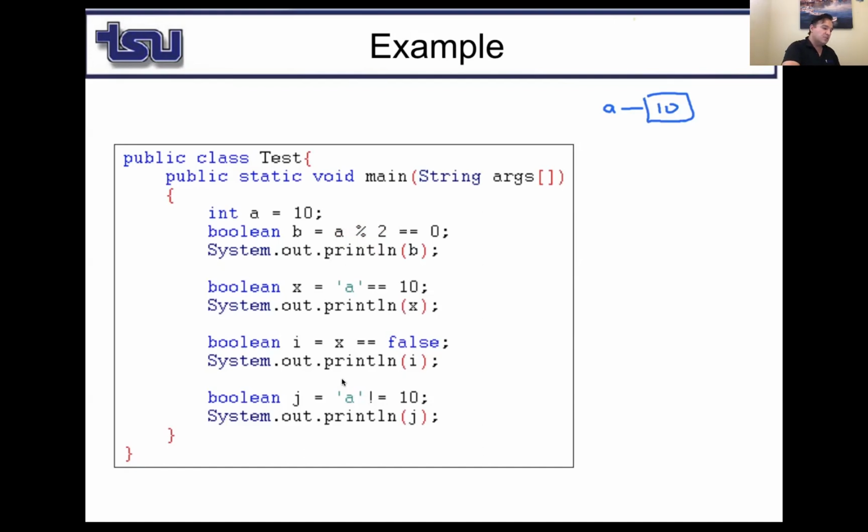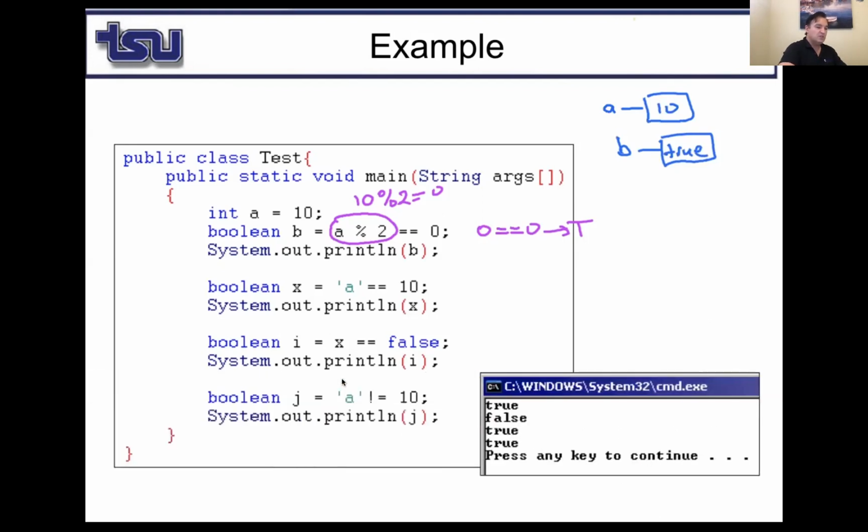And let's use a different color here. What is A modulus 2? That means 10 modulus 2. 10 modulus 2 is 0, right? Because there's no remainder. Then this statement becomes 0 equal 0. Yes, this is true because 0 is equivalent to 0. So this is true. In other words, B will be what? True. So when I print B, it will print what? Let's bring this one here. Then you will see the first one is true because B is true.